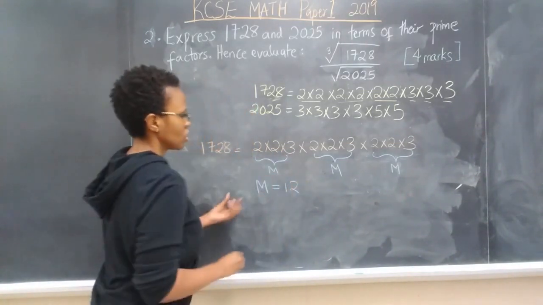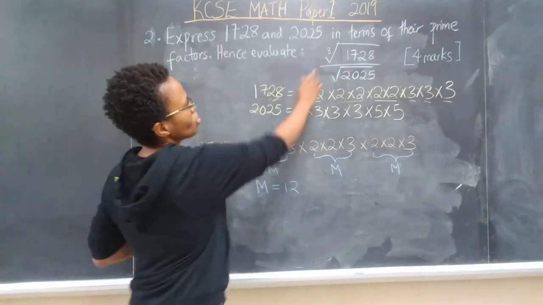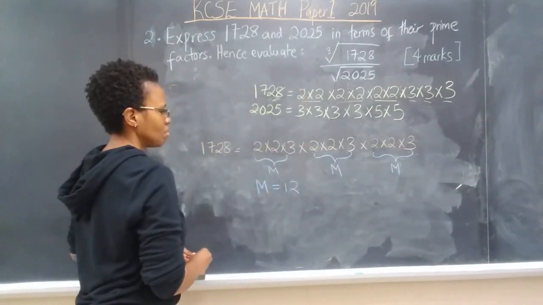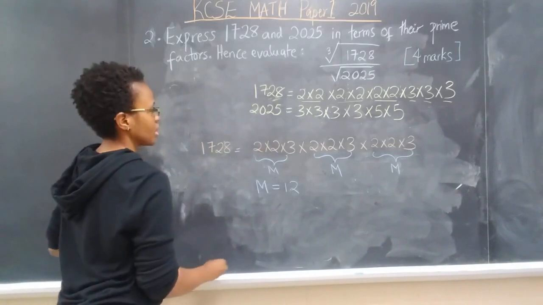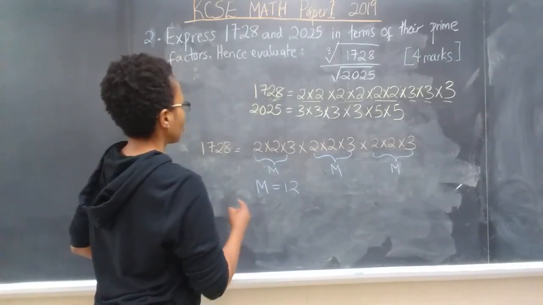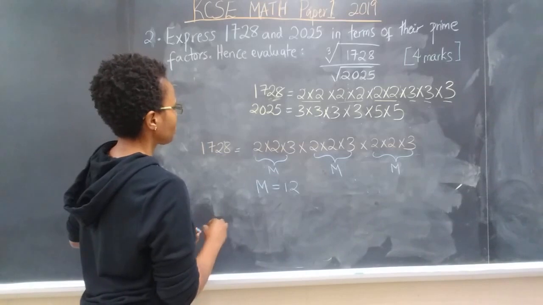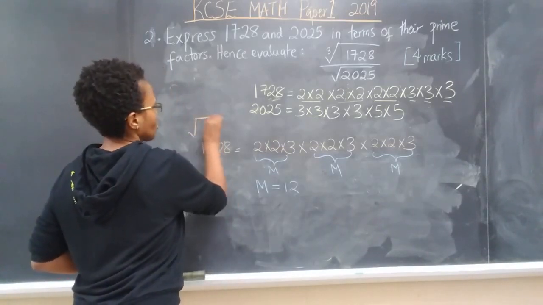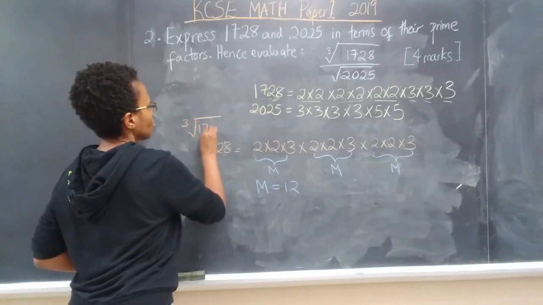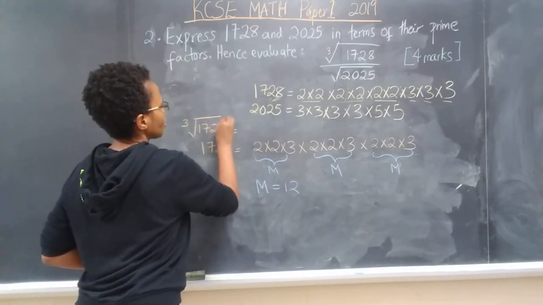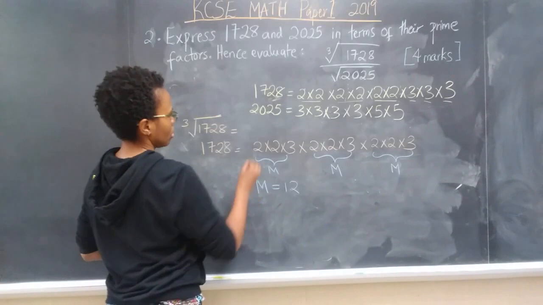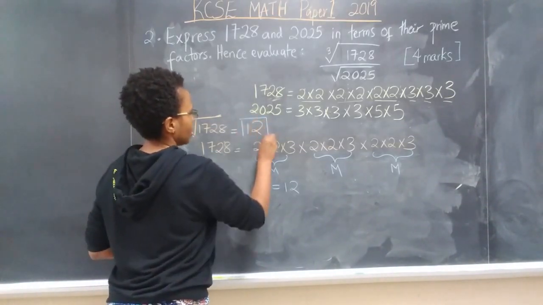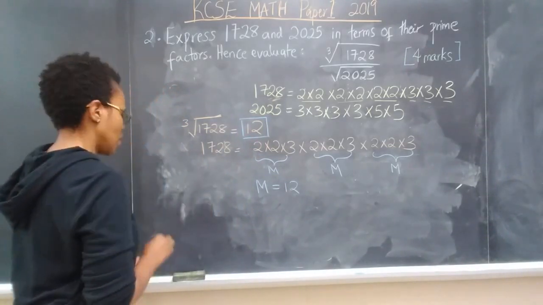So we have essentially solved for the numerator part of our equation. The cube root of 1728 is equal to 12. I'll just put it here, saying that we have solved for it. The cube root of 1728 is equal to 12. So that's the answer that we got for our m value.